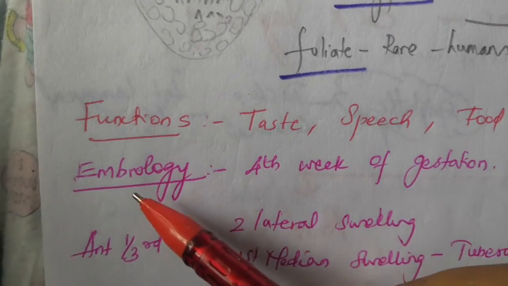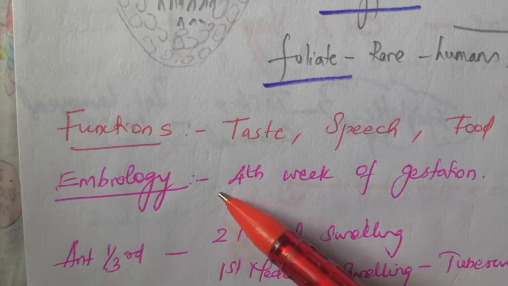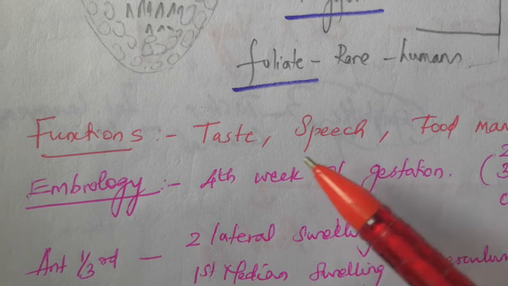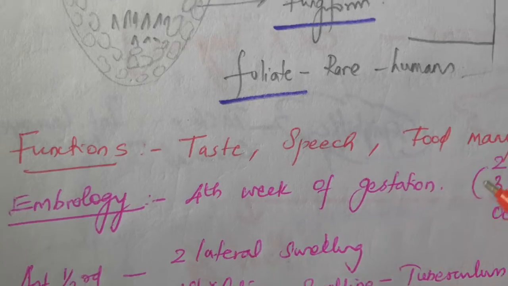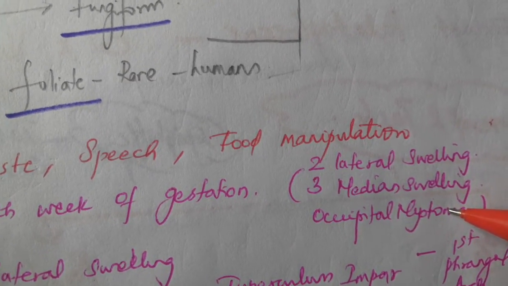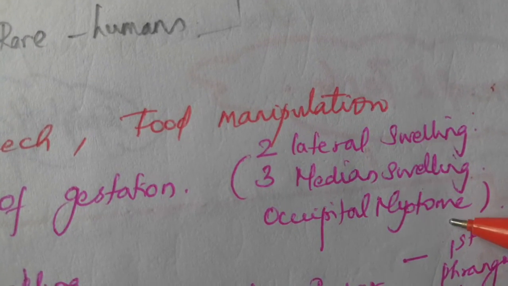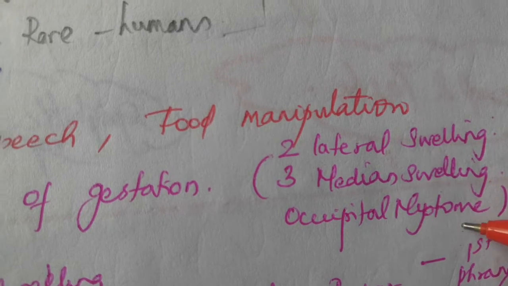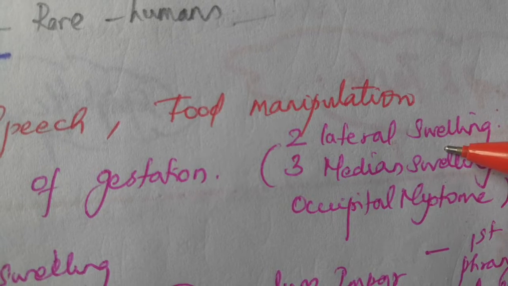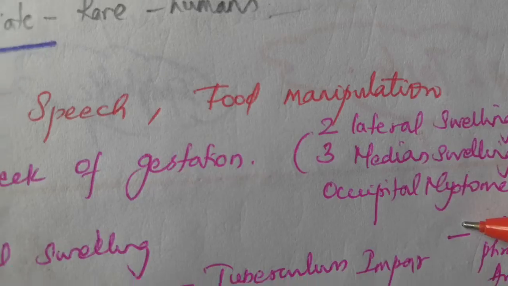Coming to the developmental aspect, embryology, the tongue develops at the 4th week of gestation. You have to remember only these things that contribute to the tongue structure: 2 lateral swellings, 3 median swellings, and 1 occipital myotome. If you remember this, then you can remember the in-depth embryology of the tongue.